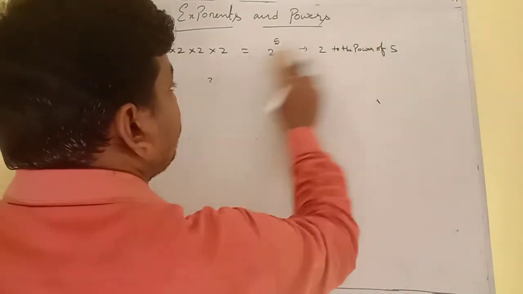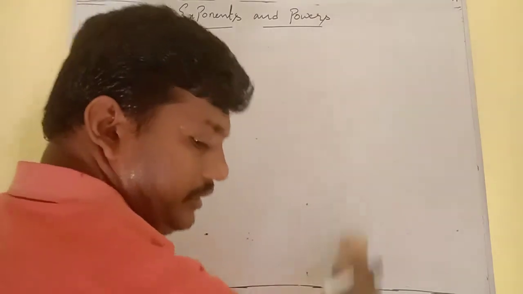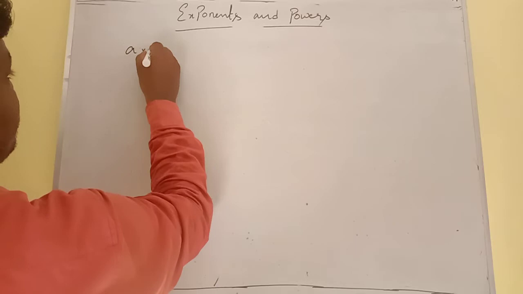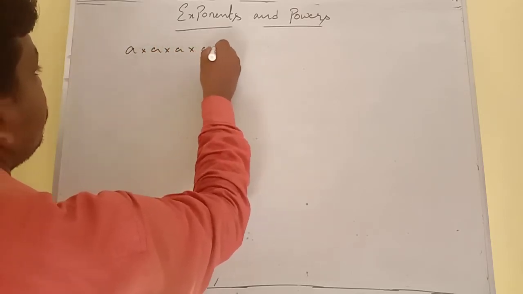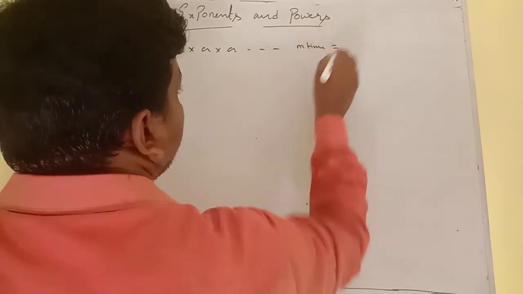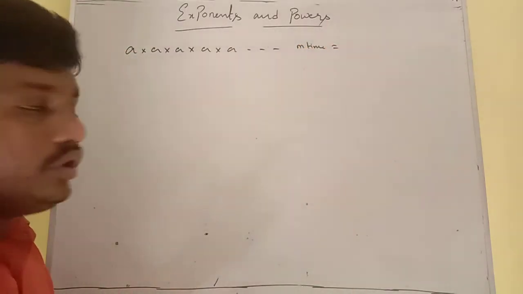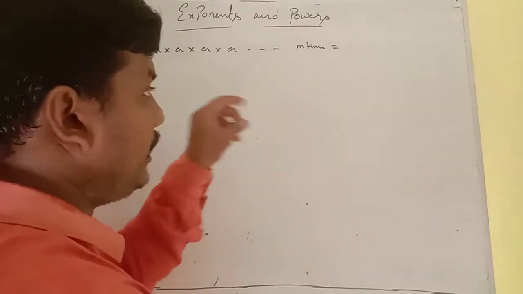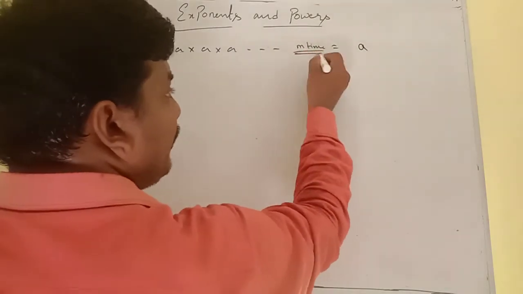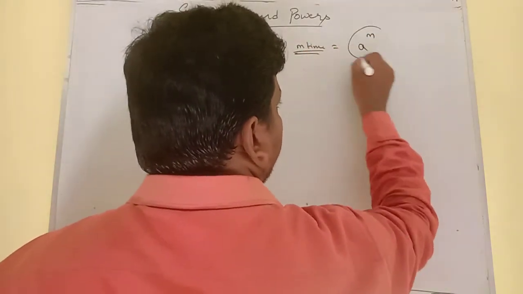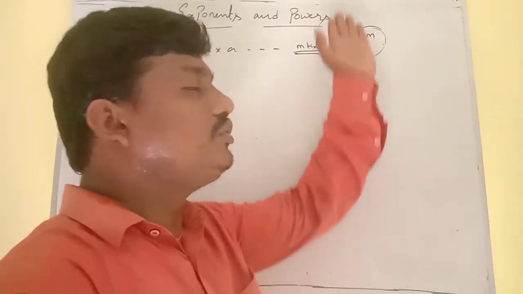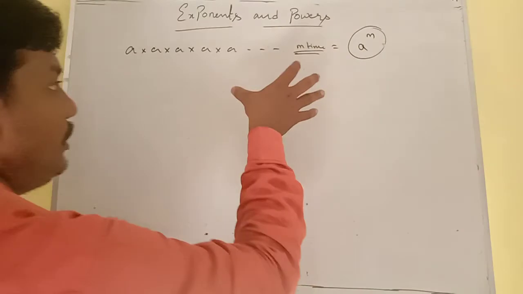Suppose A is a number, and A is repeatedly multiplied, A into A into A into A and so on, m times. Which number is repeated here? A. That means A is the base. How many times? m times. That is power m. So this can be represented as A to the power of m, or A is raised to the power of m. This is known as exponential form.